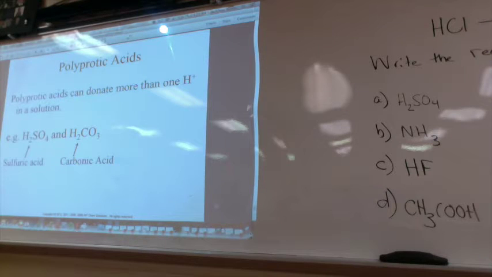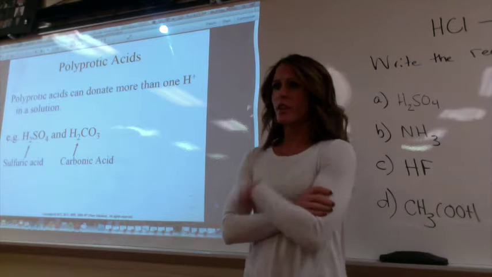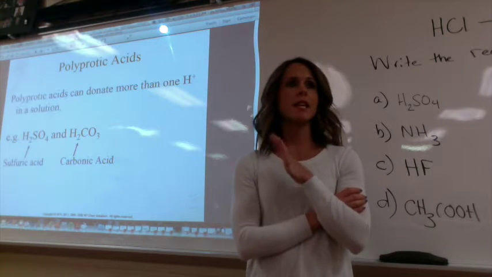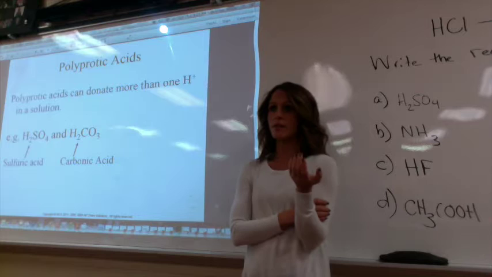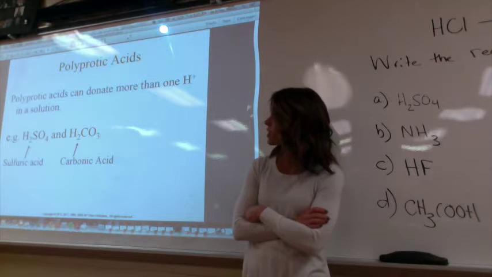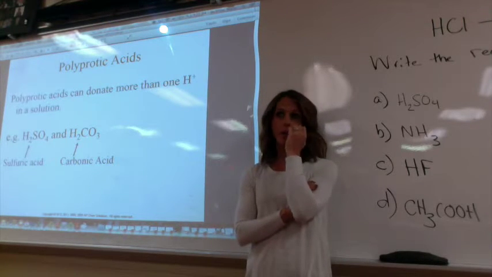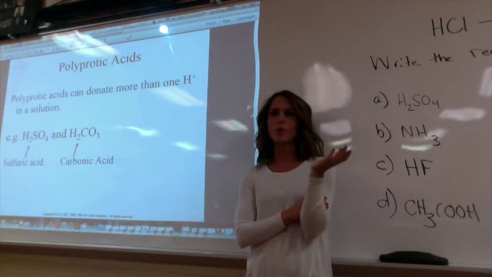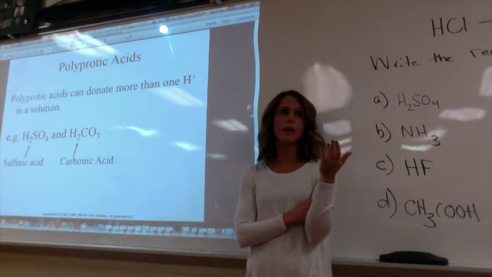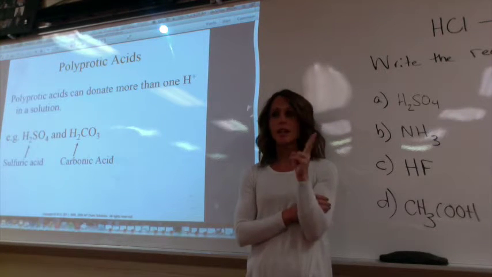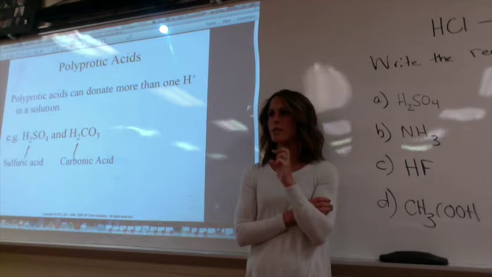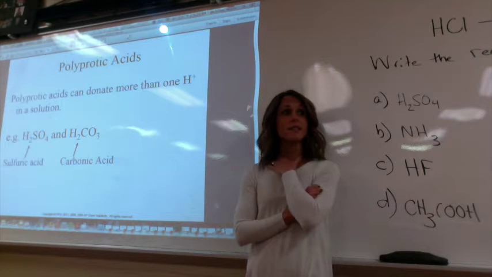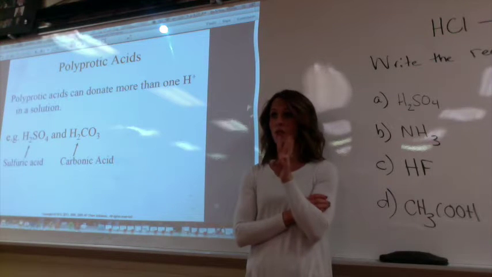Okay, moving along. So this is just a little bit of theory, really fast. Anything that can donate more than one H plus is called a polyprotic acid. So a polyprotic acid can be an H2, an H3, probably not an H4, but usually it's an H2 or H3. Like, for example, carbonic acid is H2CO3. That can donate two H pluses. Sulfuric acid can donate two H pluses. Phosphoric acid, that's H3PO4, can donate three H pluses.